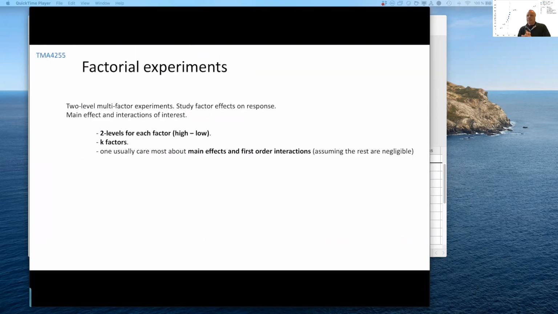The setting is as follows. We have effects or factors that we study at the low and high levels. So only 2 levels here, high and low. And of course, it's not always easy to set up high and low, but we assume that we can get high and low factors. And this is done for each of k factors.